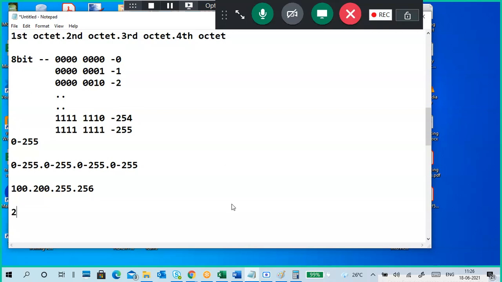What is the binary equivalent of 256? 1 followed by 8 zeros. But our limitation is 8 bits only, not 9 bits. This part is only 8 bits, but that is 9 bits. That's why it does not fit. Each octet is 8 bits only, so we can put only 8 bits.